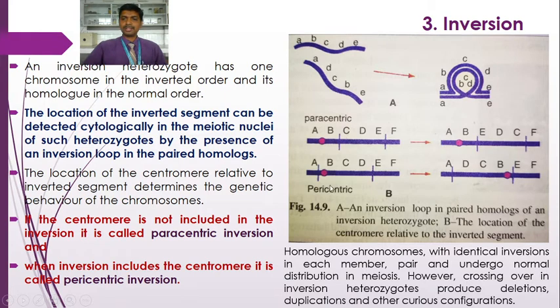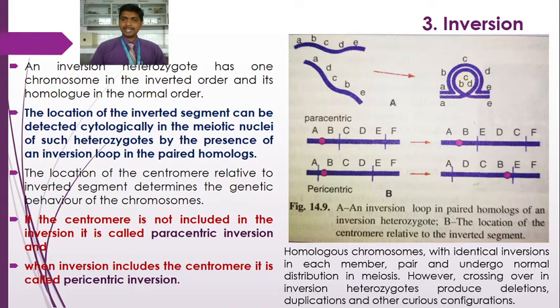Homologous chromosomes with identical inversions in each member of the pair undergo normal distribution in meiosis. So this is the case of inversion homozygote, where both homologous chromosomes undergo identical inversion. They pair normally and undergo normal distribution in meiosis. However, crossing over in inversion heterozygotes produces deletions, duplications and other curious cytological configurations.